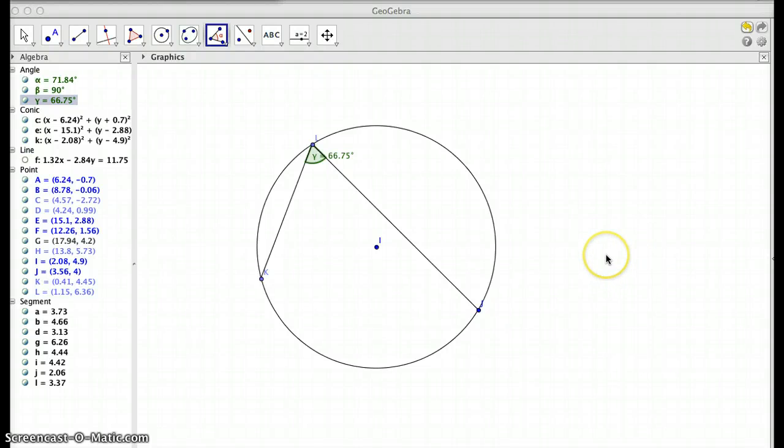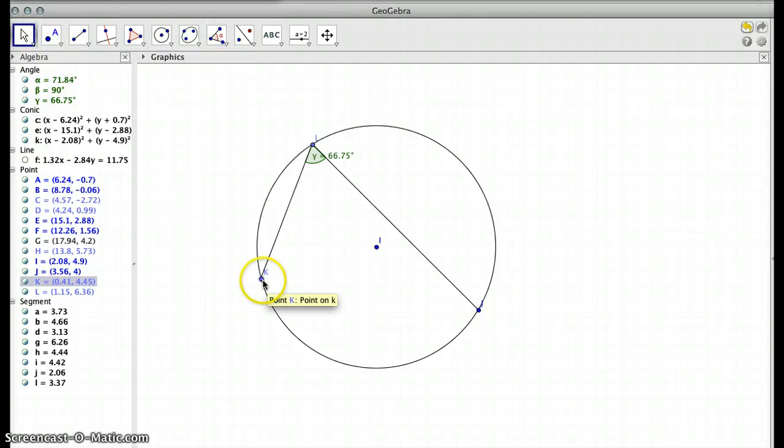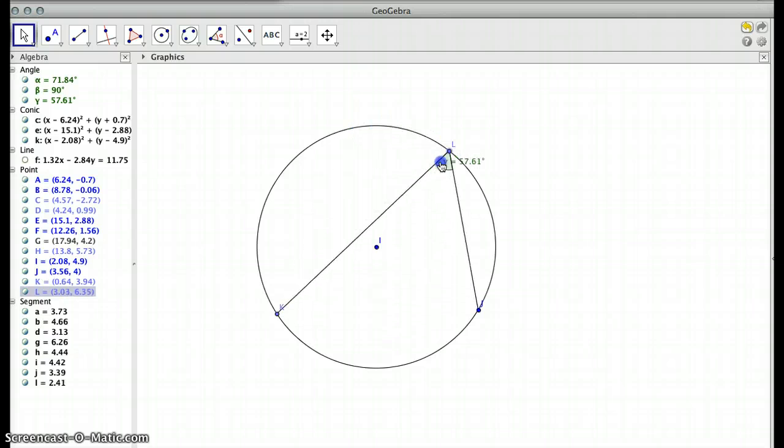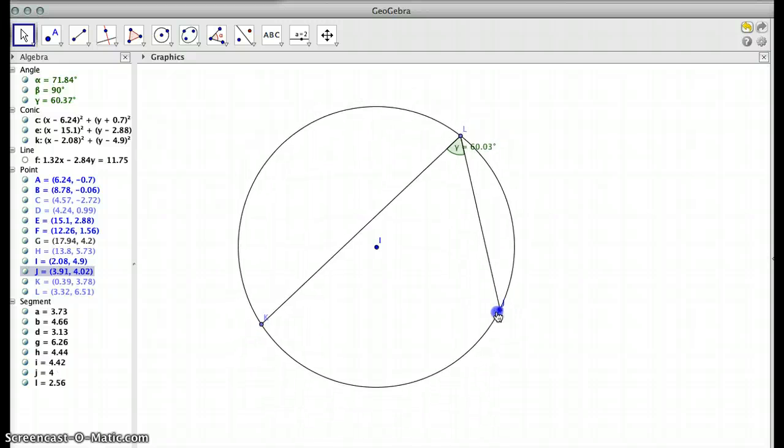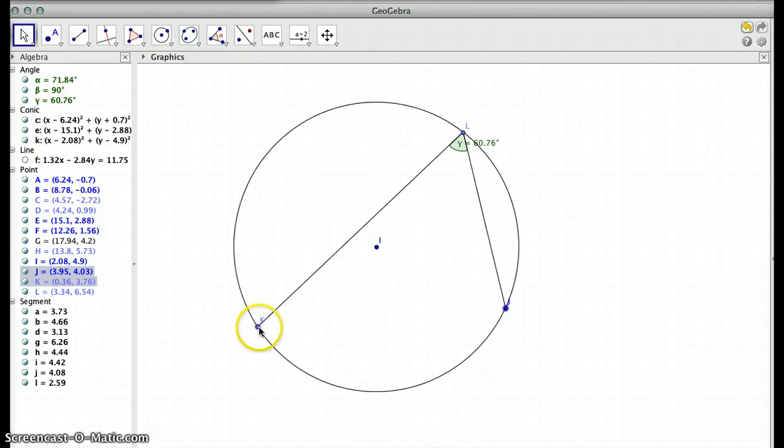Okay, so I'm going to talk a little bit about these inscribed angles. This angle right here is an example of just an ordinary inscribed angle. It goes from K, L, J. I made this example where I can change these points, and you'll see how we can make the circle bigger. This is a good example of how I can change that angle by moving these around.